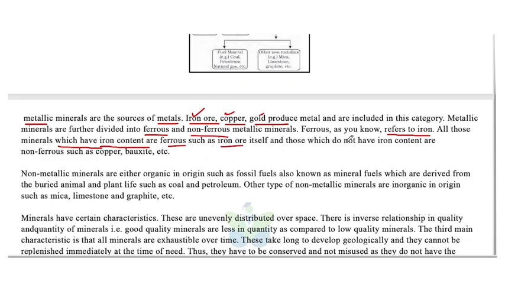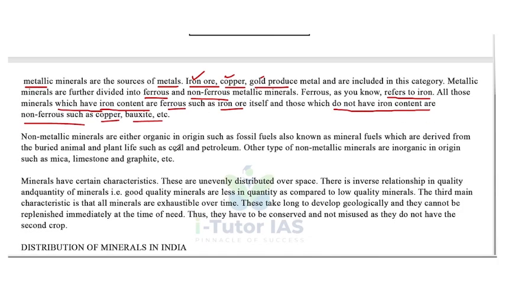So ferrous minerals are those which contain iron content, such as iron ore. Those minerals which do not have iron content are called non-ferrous minerals. Example, copper, bauxite, etc. So that is the difference between ferrous and non-ferrous metallic minerals. That's about the metallic minerals.